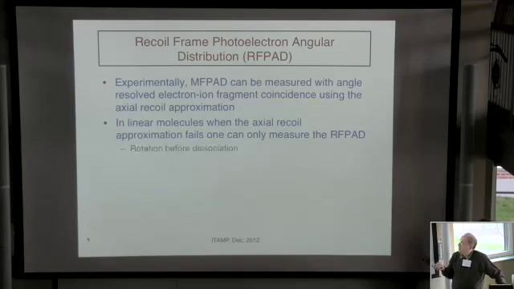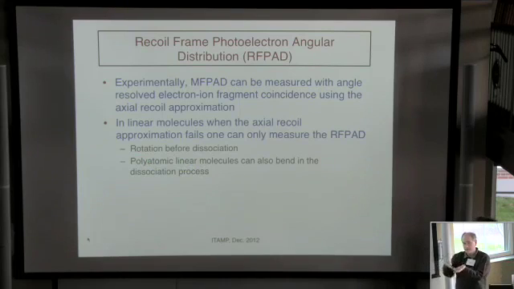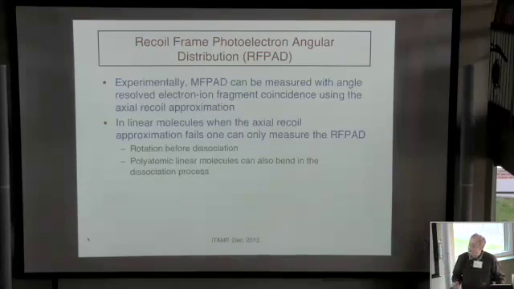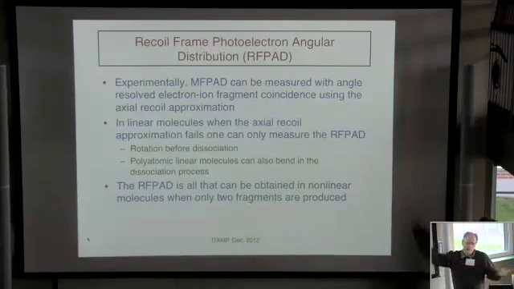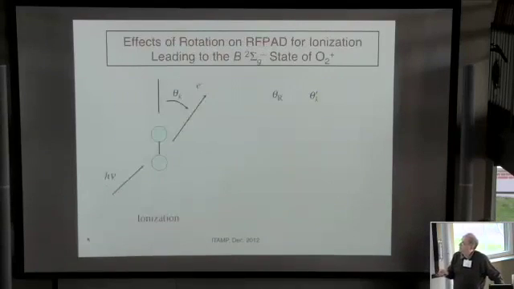Okay, so what happens when that fails? For linear molecules, one thing that can happen is the electron can leave the system, and it can take a little while for it to fragment, and so the system can rotate and then fragment. Or even for linear molecules that are polyatomic, triatomic molecules, you can ionize and you can have some bending dynamics before it fragments. So your recoil direction doesn't necessarily have to be the same as the original molecular axis at the time of ionization. Okay, and then for nonlinear molecules, if you only measure 2 fragments, by definition, you don't know what that third angle is. So you're always getting the recoil frame distribution.